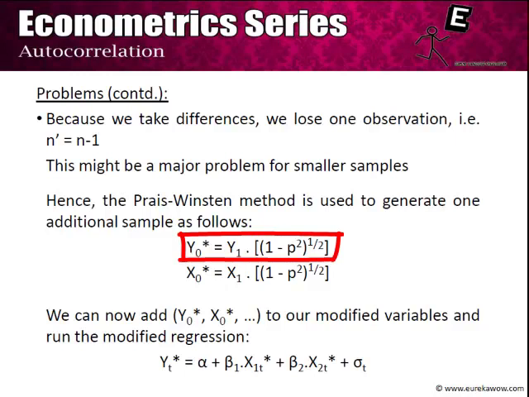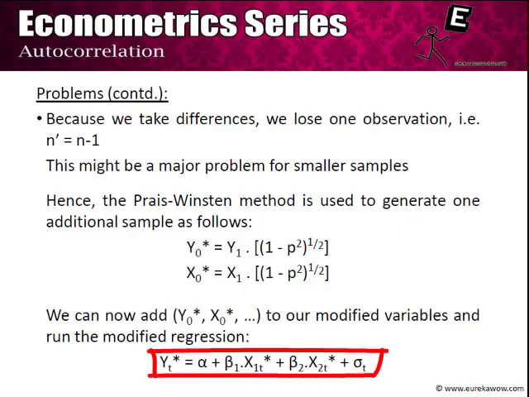How we generate the first sample in this case is to take y naught star, which is equal to y1 into root of 1 minus rho square. Similarly, x naught star equal to x1 into root of 1 minus rho square. We can now add this y naught star, x naught star, x1 star and so on to our modified variables which we had previously obtained, and then run the modified regression with the larger sample. In this case, we have taken care of the autocorrelation problem because the new sigma t does not suffer from the same autocorrelation that we had previously talked about. This brings to an end our discussion of the autocorrelation problem.